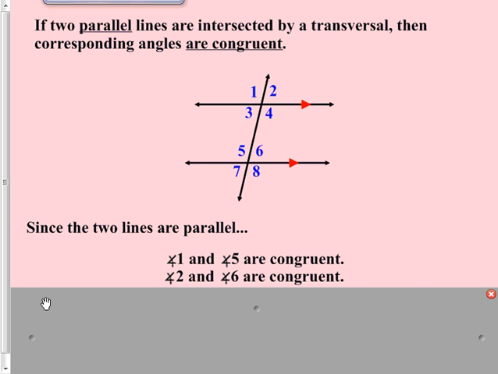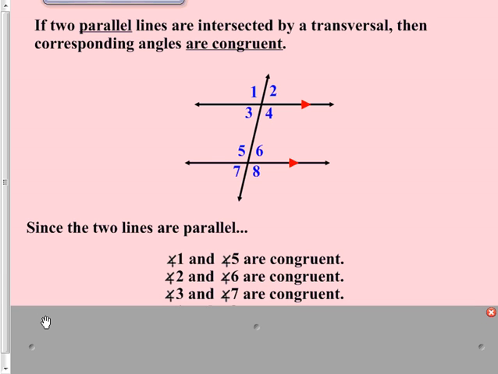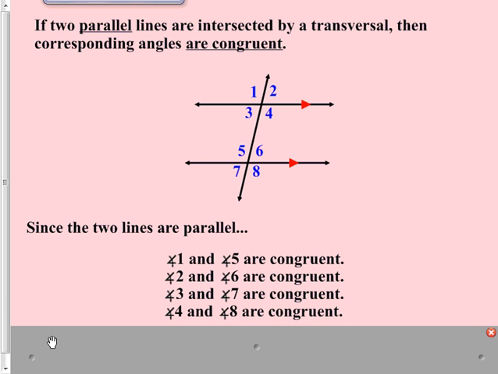How about angle 3? Is there an angle that corresponds to angle 3? Yes, there is. Angle 7. Since they are corresponding and the lines are parallel, then angle 3 and angle 7 are congruent. How about angle 4? Is there an angle that corresponds to angle 4? Yes, there is. Angle 8. Since they are corresponding and the lines are parallel, then angle 4 and angle 8 are also congruent.